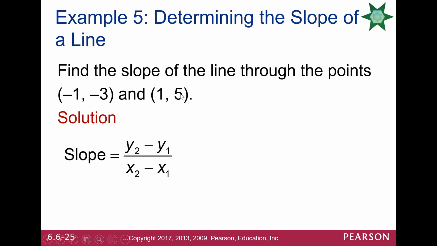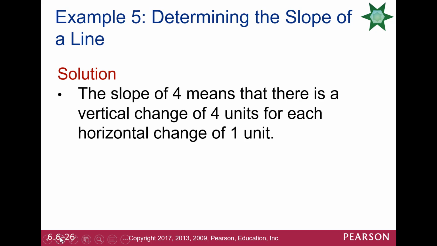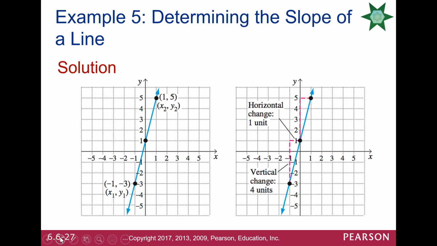Let's find the slope. So this is y from our second point, y from the first point, x from the second point, x from the first point, and we're going to substitute those in. 5 minus a negative 3, 1 minus a negative 1. Watch your integers. We have 8 over 2, or 4. That means for every 1 that x moves to the right, y moves up 4. That's what the slope is. And you can see that when you plot your points.